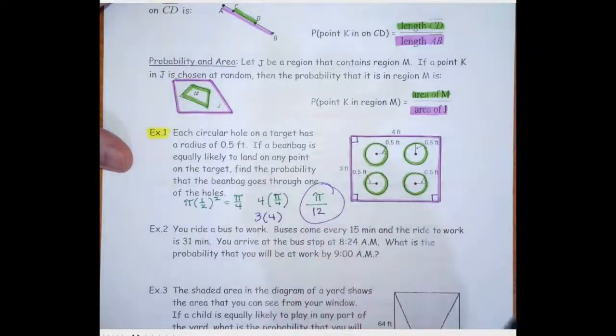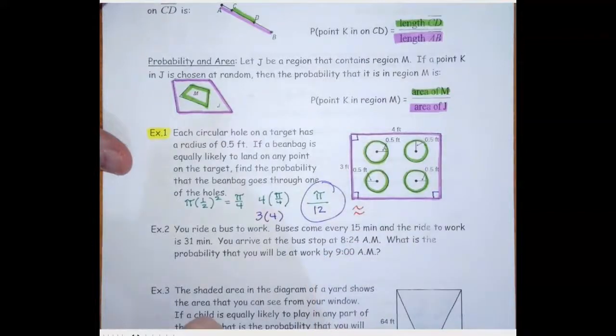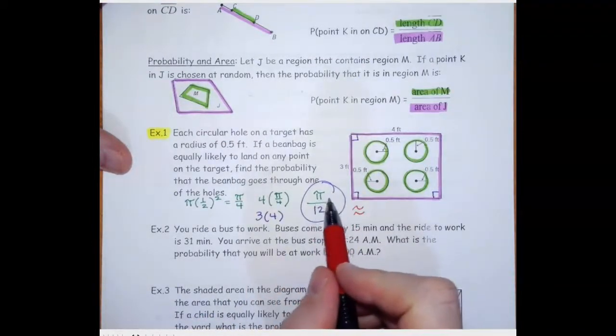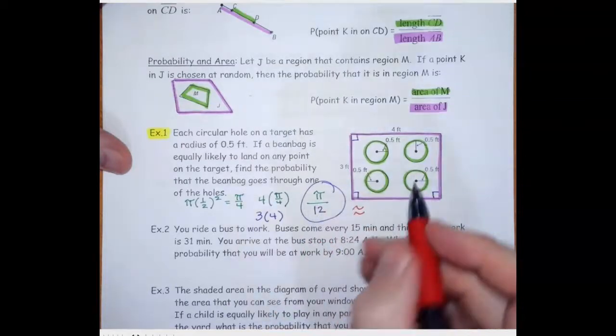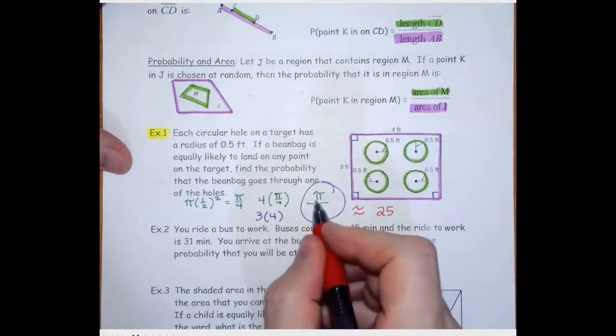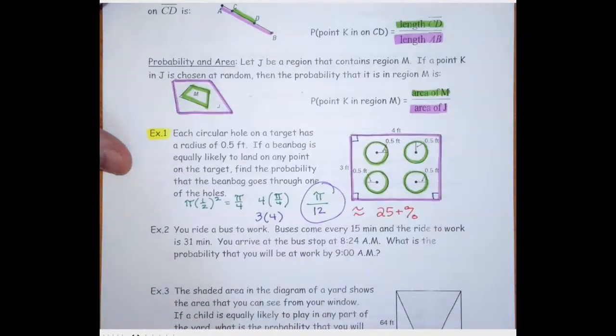It's just percentage or fraction, which, as a matter of fact, we can kind of think about this as a fraction. So pi is a little bit more than 3. So if we did 3 over 12, that reduces to 1 over 4, which would be about 25%. But we know that pi is more than 3, so we know that this is going to be more than 25%, approximately.